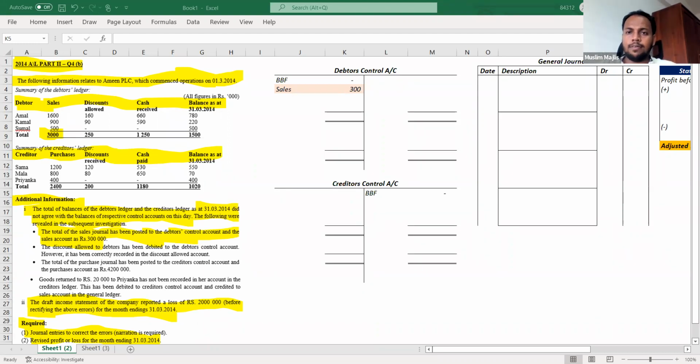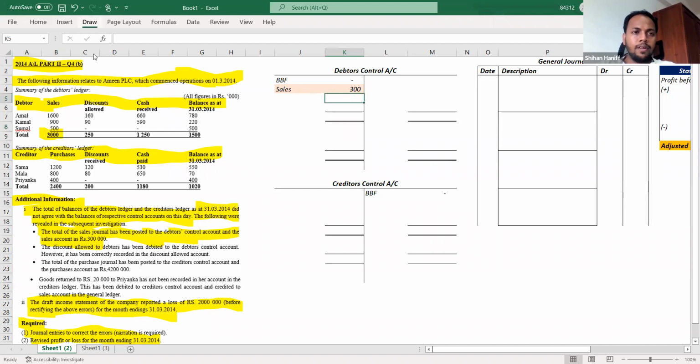How do we correct this? Recorded as 300. How do you correct this? We need to increase this balance, isn't it? We need to debit another 2,700. Okay, so let's do the correction part after doing what they have done. Okay, so 300 they have debited.